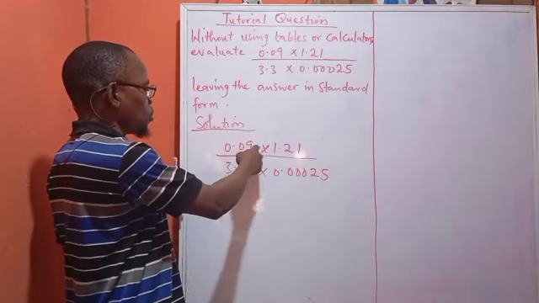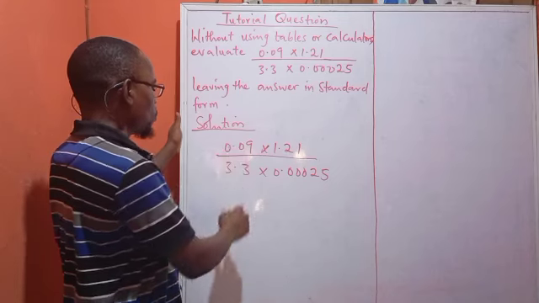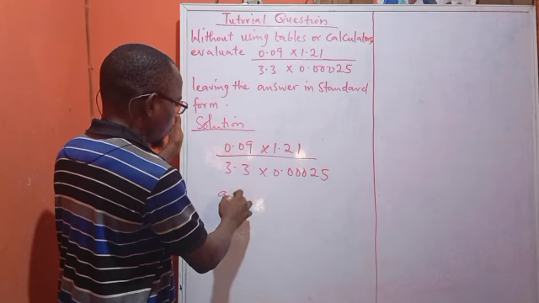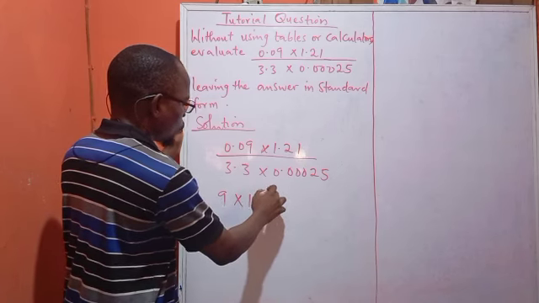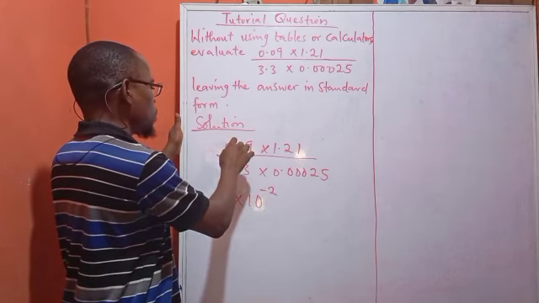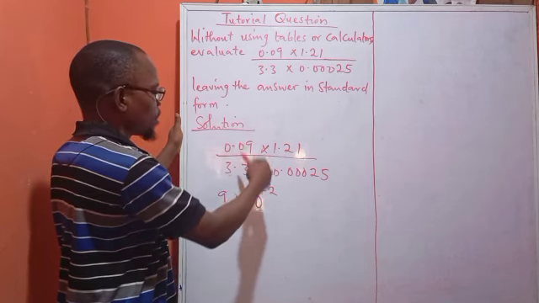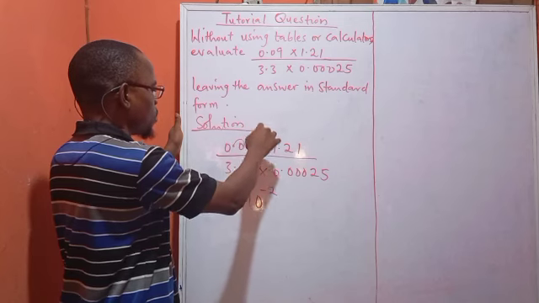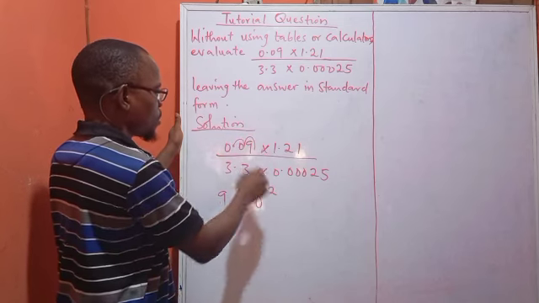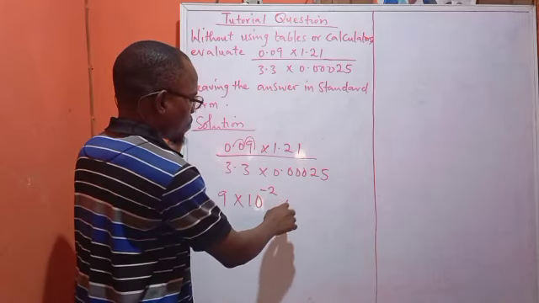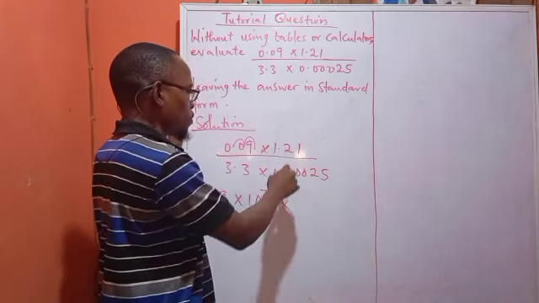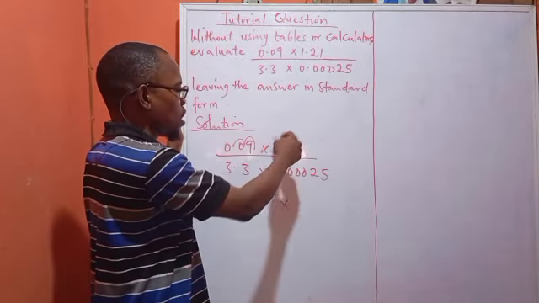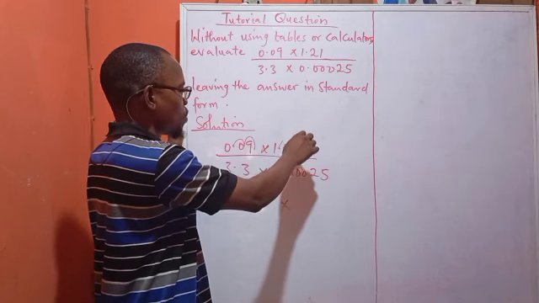So looking at this one, 0.09, if we change it to standard form, that would be 9 times 10 raised to power minus 2, which means if you take this decimal point, how many movements are we making when we take it to this place? It will be 1 and 2. So that's why we're having this minus 2 there. Times, looking at this decimal point, let's take it and move it to this last point here. How many movements are we making? We are making 1, 2.